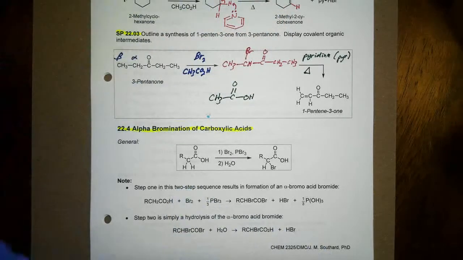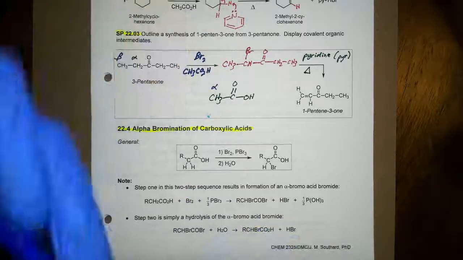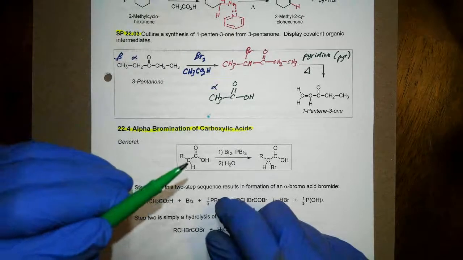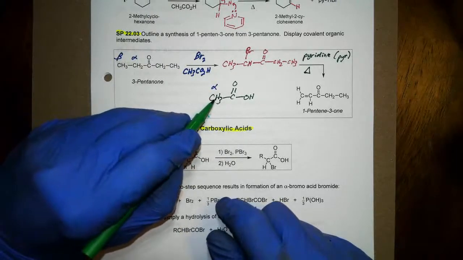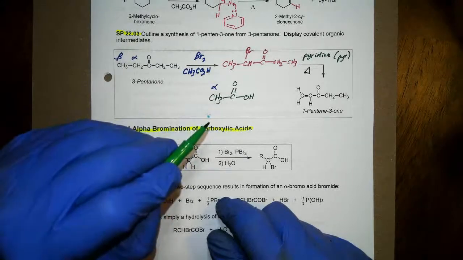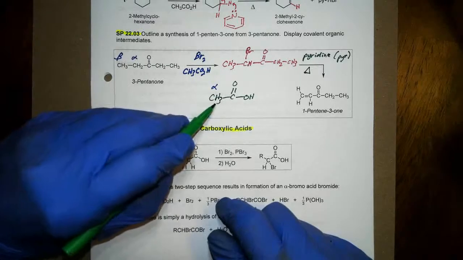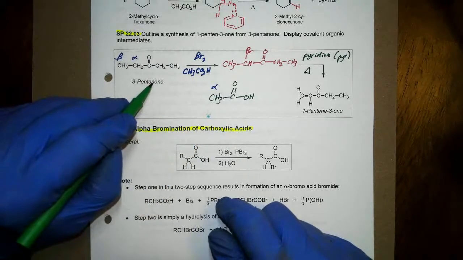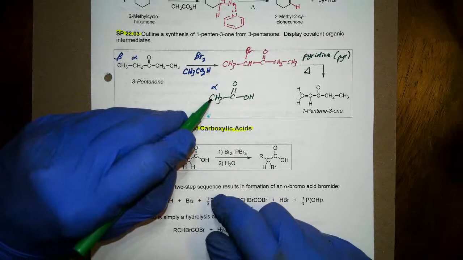Well, does it have an alpha carbon? Sure does. Does it have alpha hydrogens? We've got 3 of them. Do we end up replacing bromines there? Can we put a bromine there? The answer is no, we don't. These aren't as reactive, okay? This is a ketone. This could have been an aldehyde or a ketone. But we don't brominate the alpha position of carboxylic acids because they're not reactive in this way.